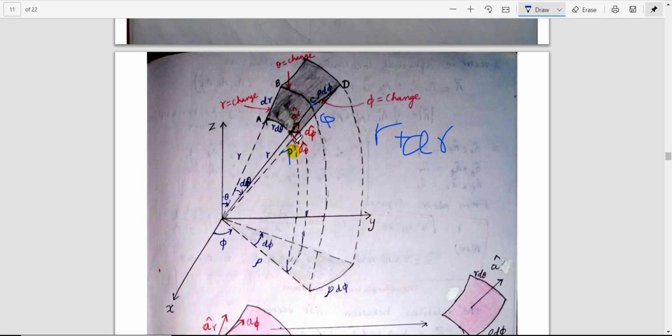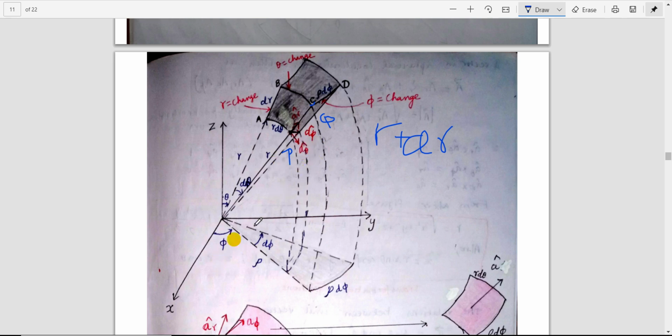As such, we have defined the a r cap vector. We can also define the vector a theta cap in the direction of changing of this particular theta. So we can say this is a theta cap.